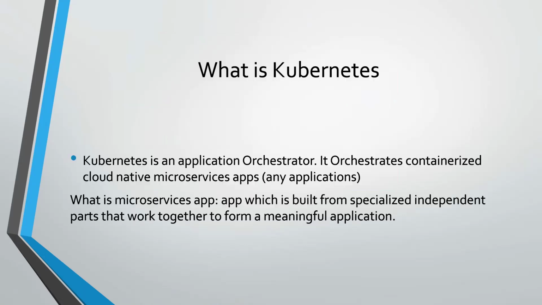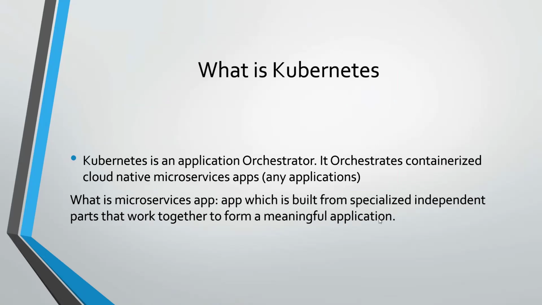So that is why we are bringing in Kubernetes. So what is the definition of Kubernetes? It's an application orchestrator. So what is the meaning of orchestrator? This is a very important word that comes with Kubernetes, that is orchestrator. What does it orchestrate? It orchestrates the containerized cloud native microservices application.